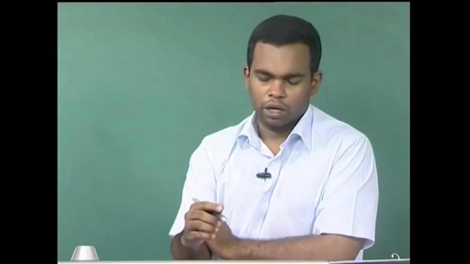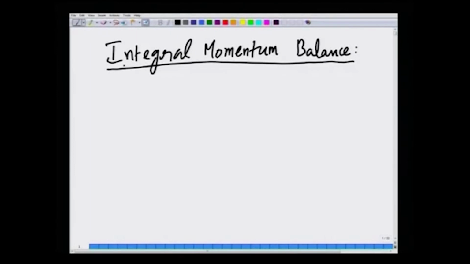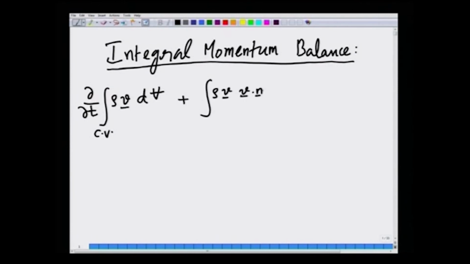And there is one further thing that we have to discuss before we complete this topic. Before we do that, let me first write down the integral momentum balance for your convenience. So, the integral momentum balance for a control volume takes the following form. This is the time rate of change of momentum present in the control volume plus integral rho v dot n dA over the control surface is equal to the sum of all the surface forces and body forces present in the control volume.